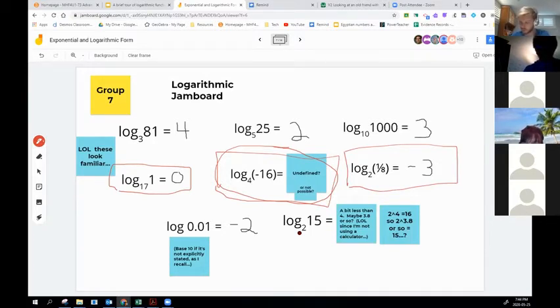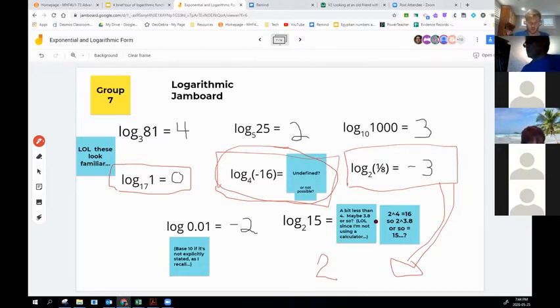And let me see who is in group 7. Yeah, I can explain that one. Thank you, Suzanne. So to get a fraction result like 1/8, when you have a base that's a whole number, you have to be looking at a negative exponent, because 2 to the power of -3 means 1 over 2 to the power of 3. Beautiful.